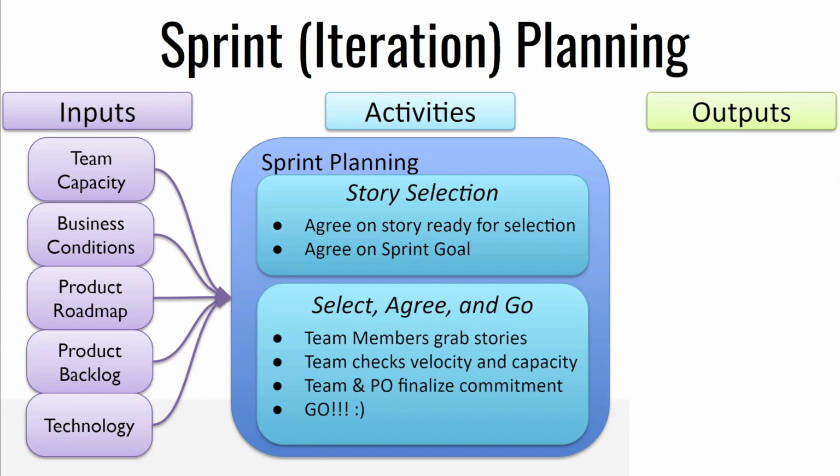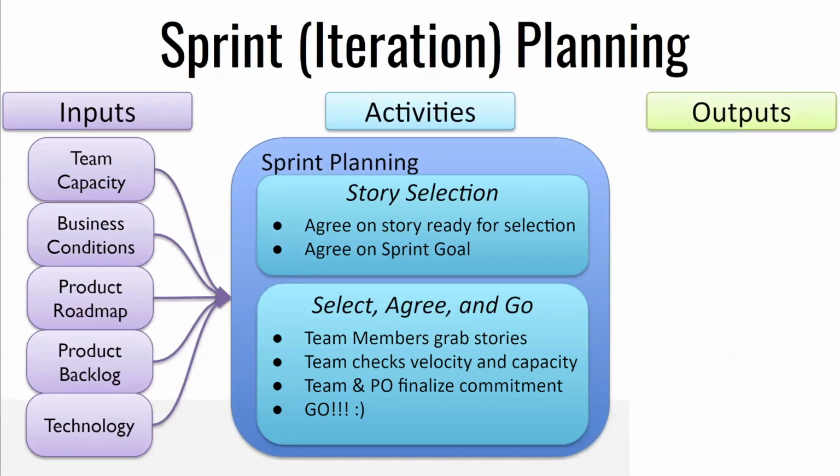On the select, agree, and go, this is the activity of the team members actually looking at, okay, these are the 9 stories we want to take in this sprint. The team members go and they actually grab work. They are not assigned work. They go and grab and they pull work in.